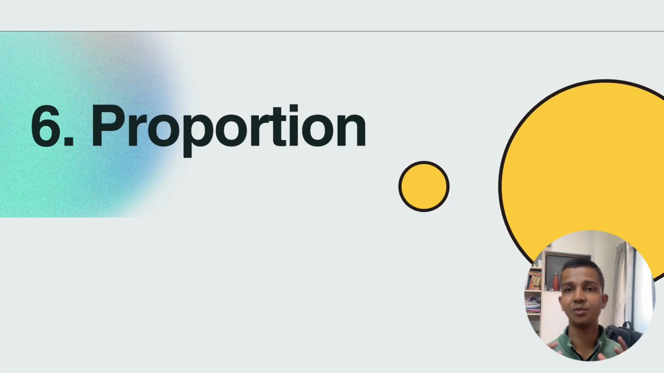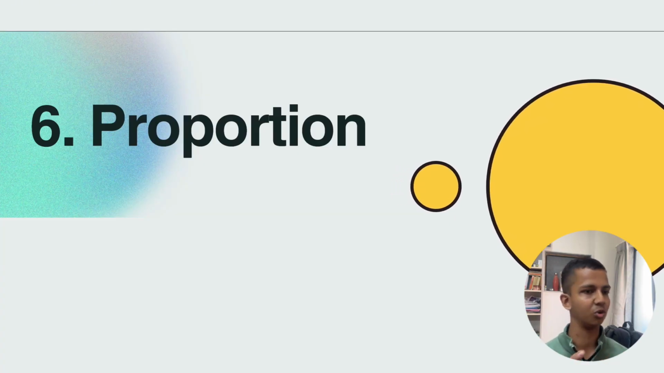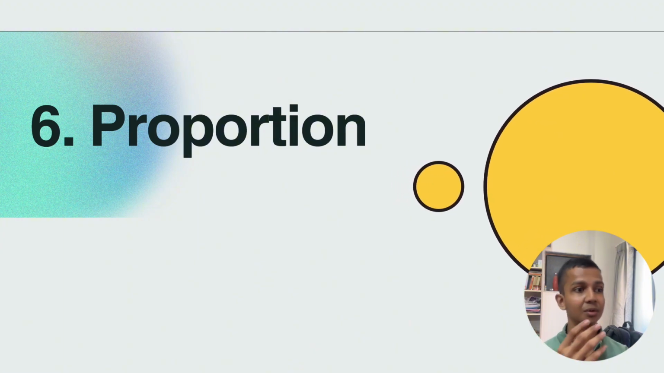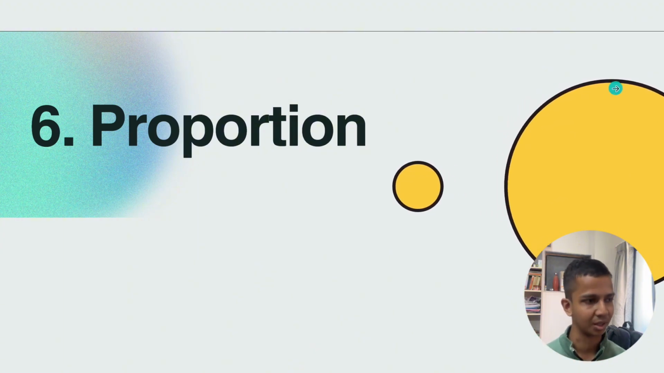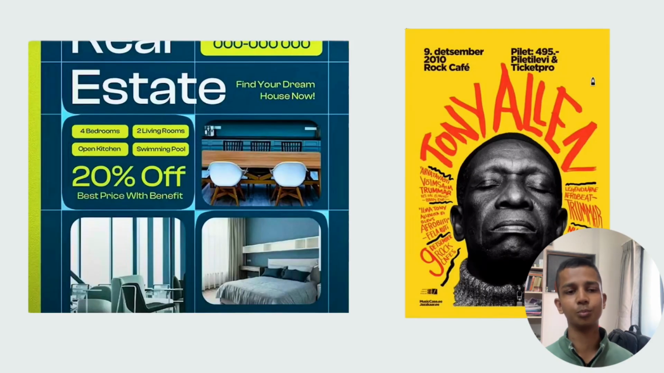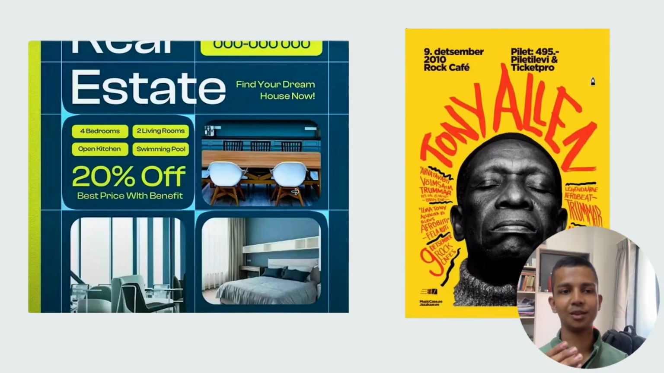And next we have proportion. Proportion is simply getting the right size. It is about making sure the elements are the right size compared to each other. So let's see some examples. Here I have an example of a real estate poster and a music concert poster. Important elements are bigger to show importance, and here they have used different sizes to create that visual hierarchy.